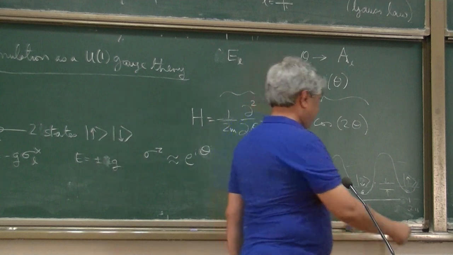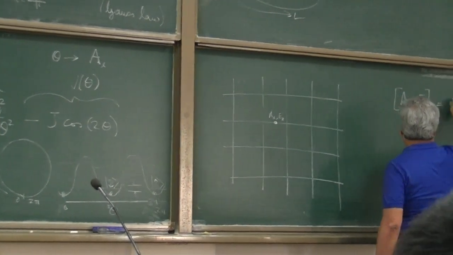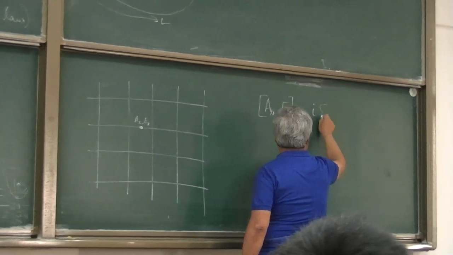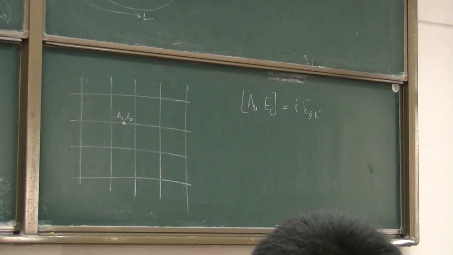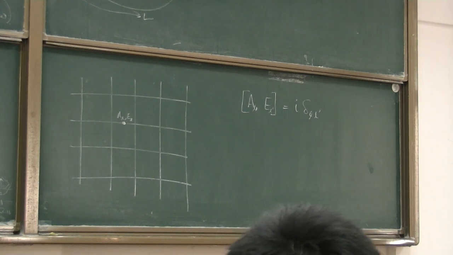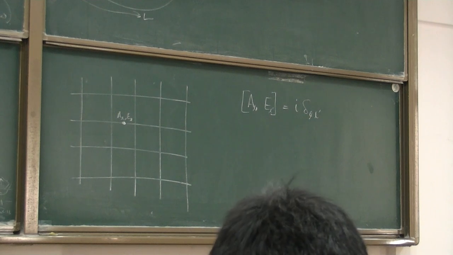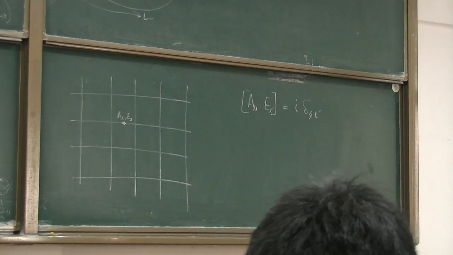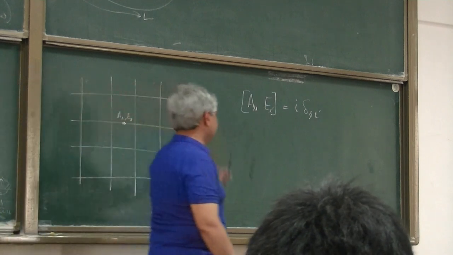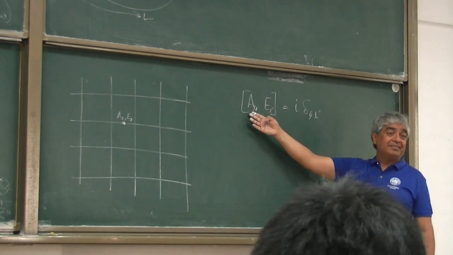And these obey the commutation relation of A and E. So the E is like a momentum, E is the angular momentum of the particle, and A is the coordinate. Okay. So this is just like the angular momentum operator. So this is, sorry, E squared. E is minus i d by d theta. So you have this commutation. All right, so now I have an A and E. This is like the vector potential of electromagnetism. This is like the electric field.